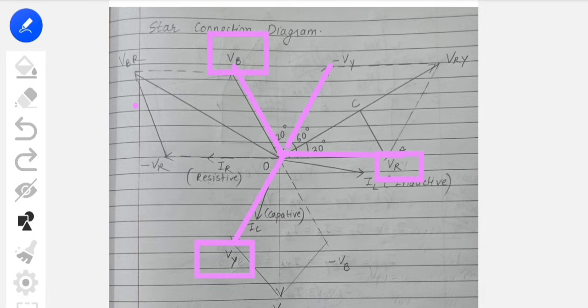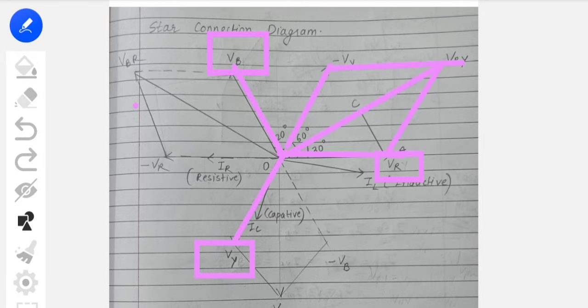Then what you have to do is draw the resultant, like you make the resultant, right? Like this you have to make the resultant and join this, and this is your VRY. As it is in between R and Y, this will be your VRY. Okay, so the same procedure you have to follow for all the three phases.